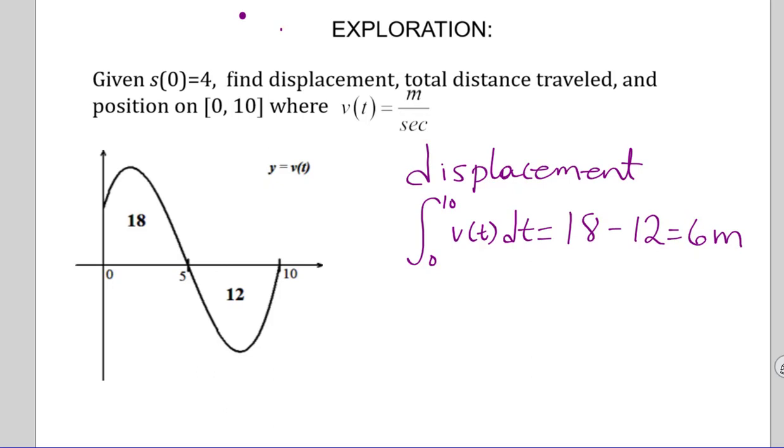Okay, for the total distance traveled, that's going to be the integral from 0 to 10 of the absolute value of v of t dt.